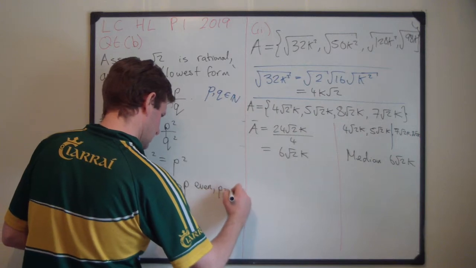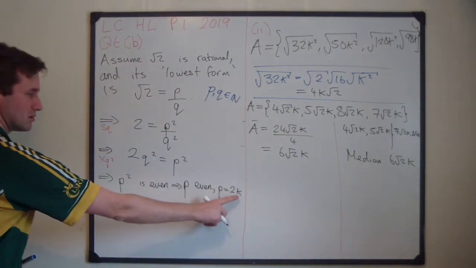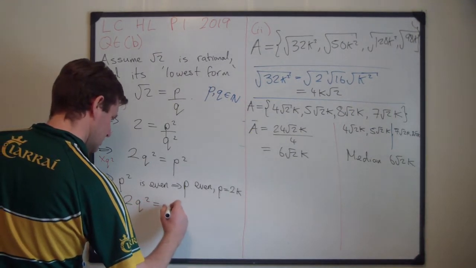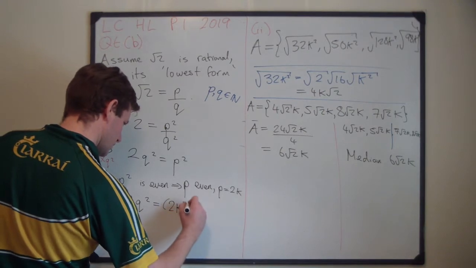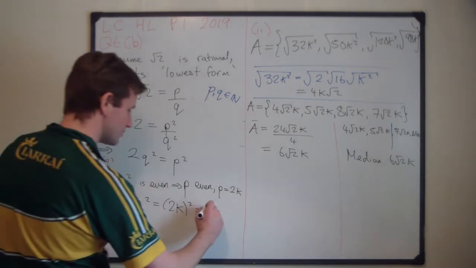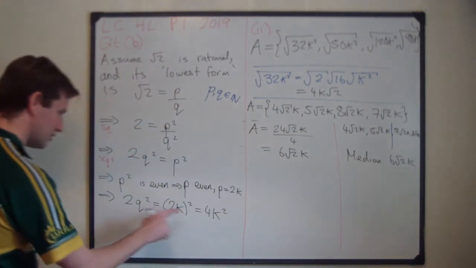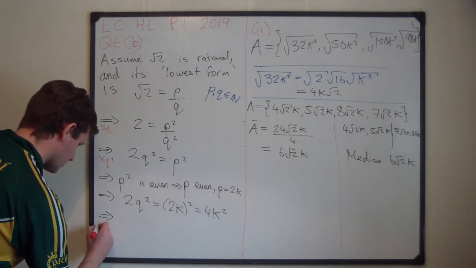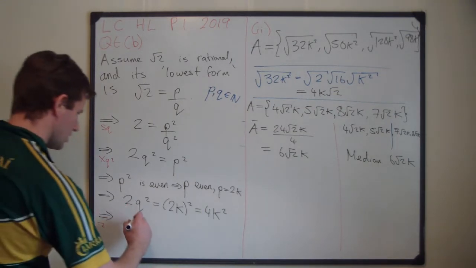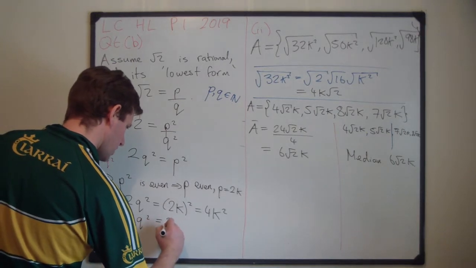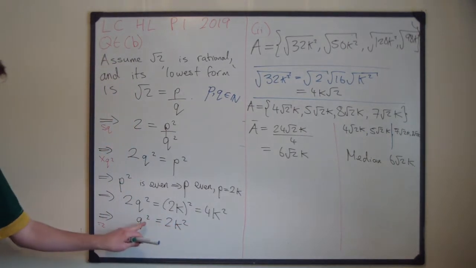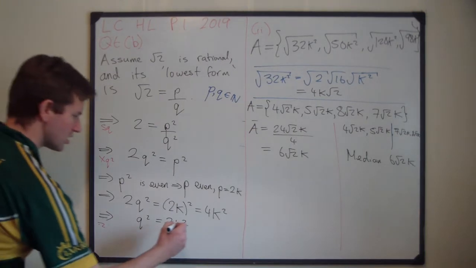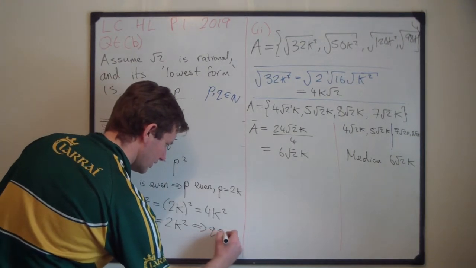Say P is equal to 2K. Now put P equal to 2K into this. Therefore, 2Q squared is equal to (2K) all squared, which is 2K by 2K, which is 4K squared. Now you can divide both sides by 2. And this implies that Q squared is even, which implies that Q is even, which implies that Q is some multiple of another natural number.